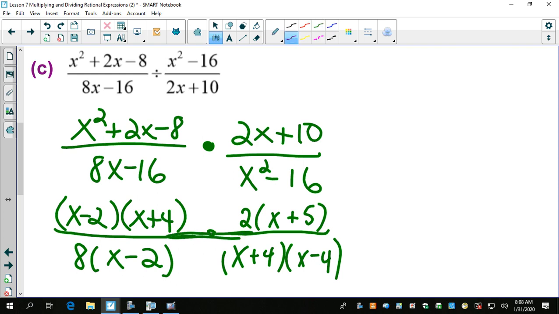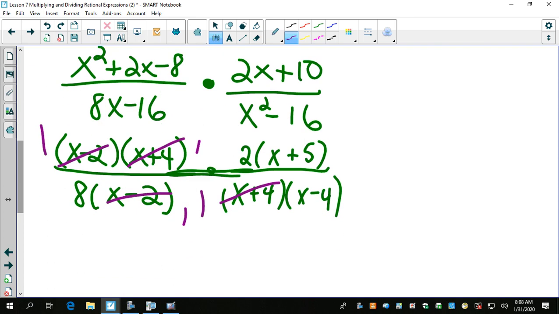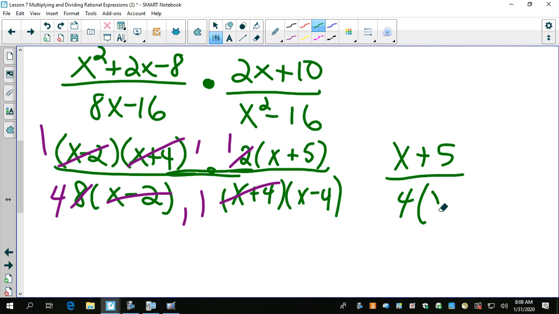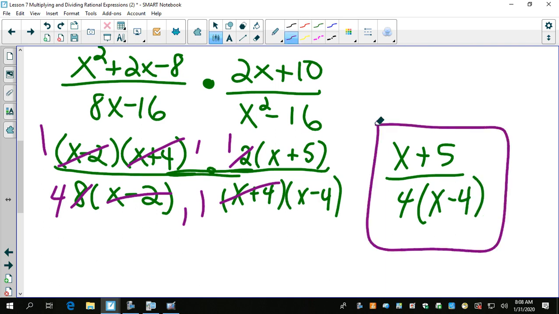That's not very rewarding. There's not a lot that cancels here. X minus 2's. But the 2/8 goes to what? 1/4. I guess it's not bad. So what am I left with in my numerator? X plus 5 over 4. That one's not so bad.